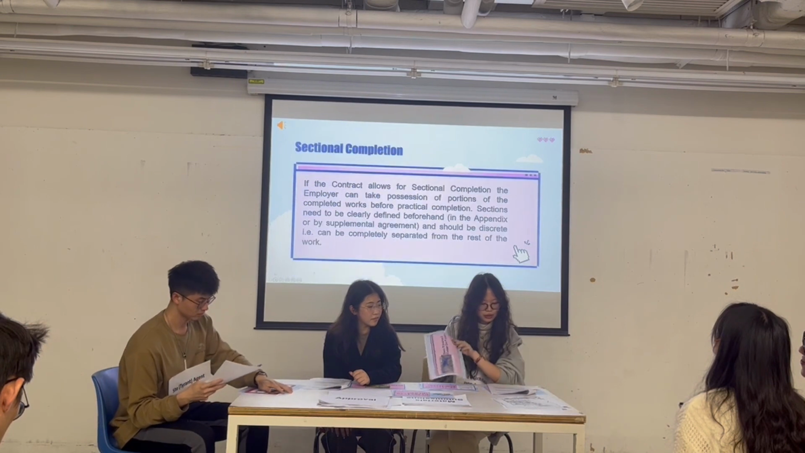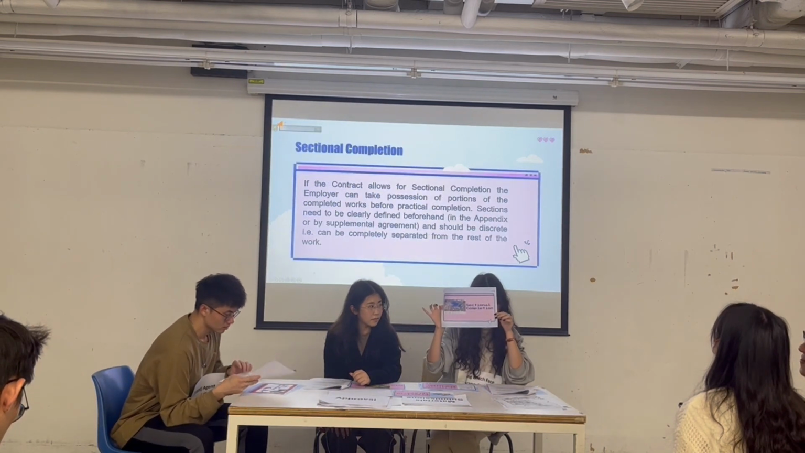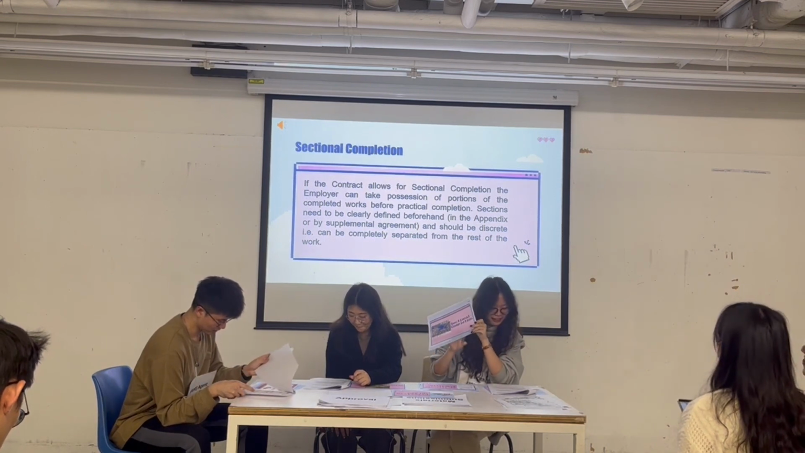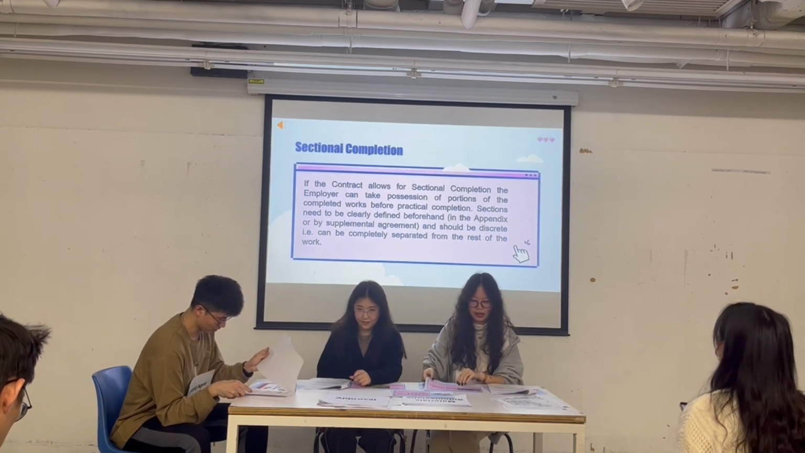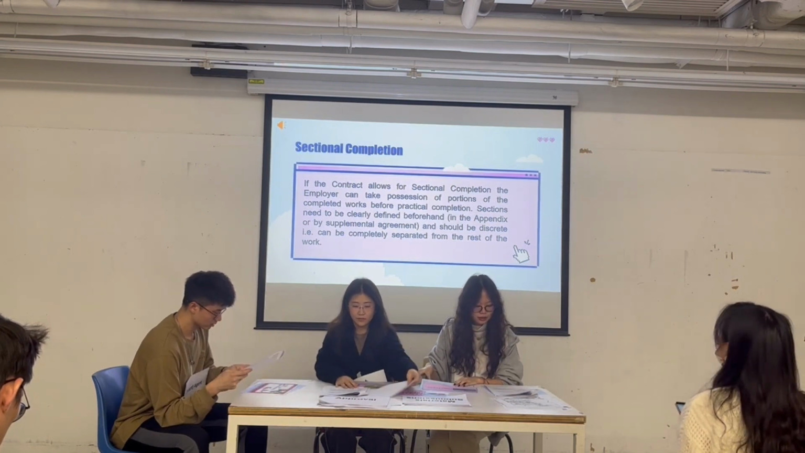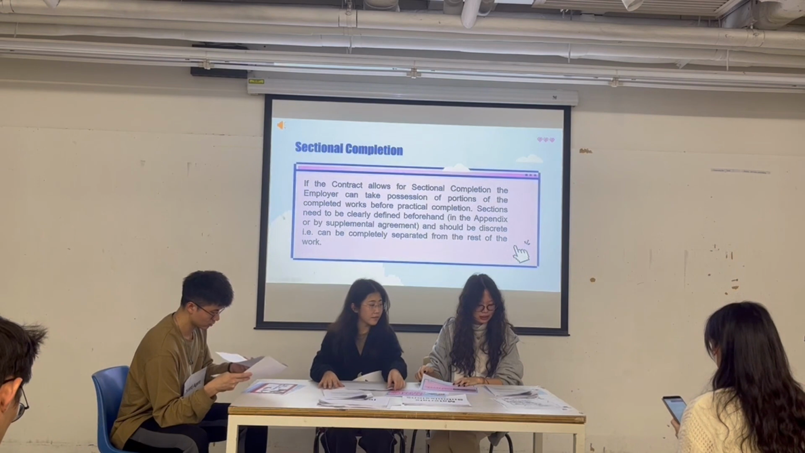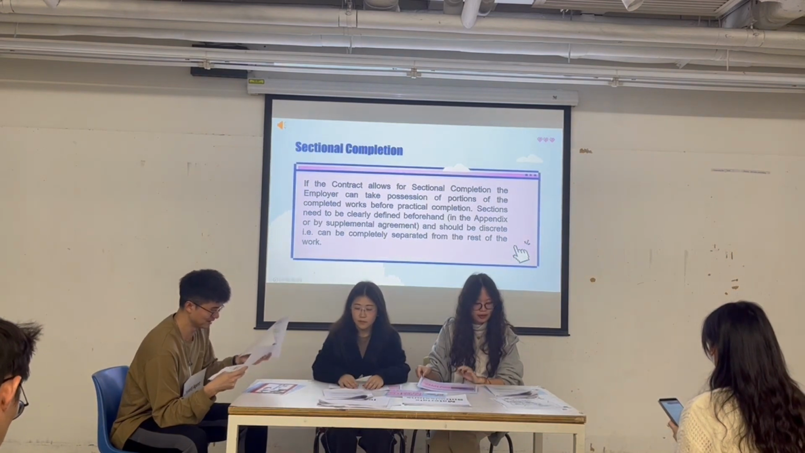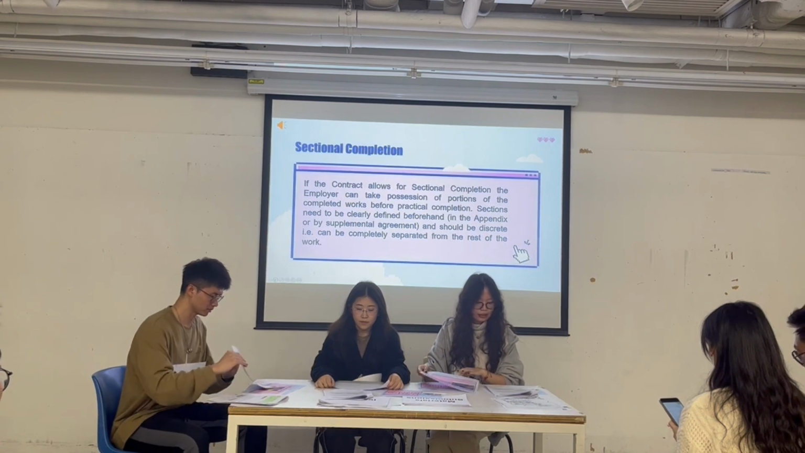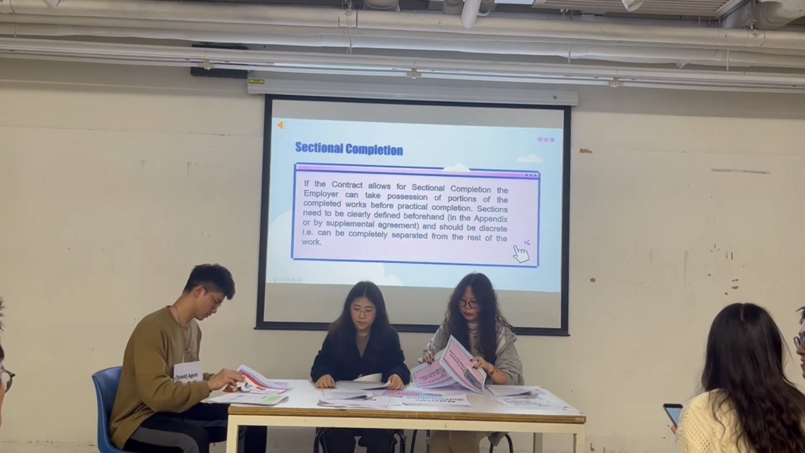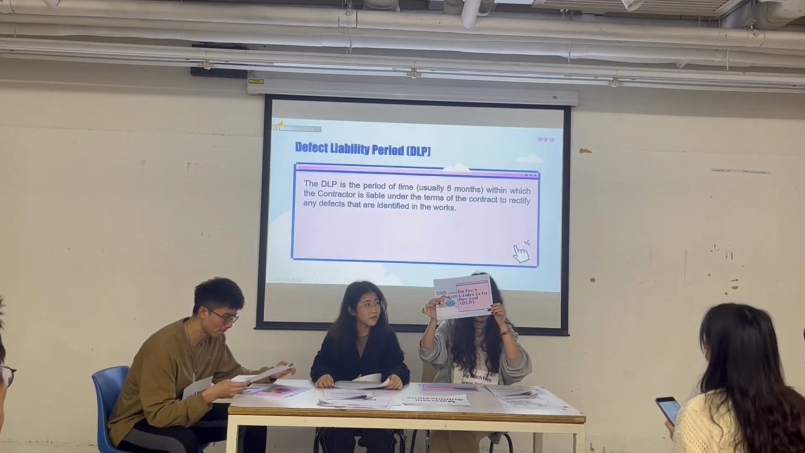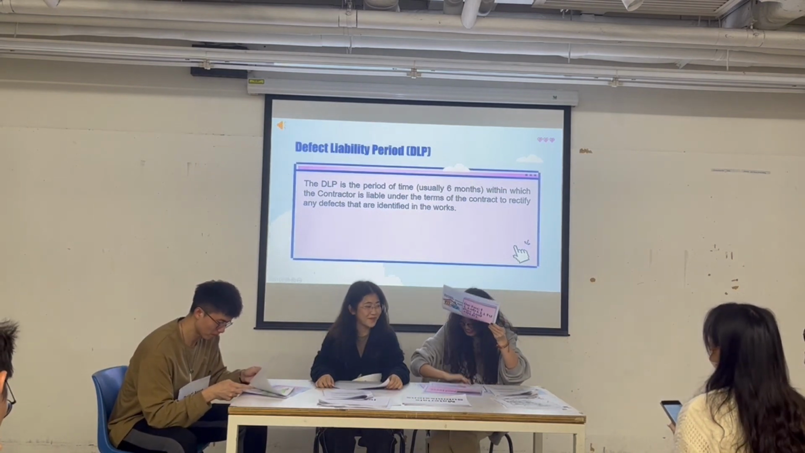Okay, sectional completion for area A is complete. Sectional completion refers to the completion of a specific part of the project. It allows for the client to take possession of the completed section and the contractor to receive payment for the portion of the work completed. Now let's dive into the defect liability period, DLP, and the establishment period.